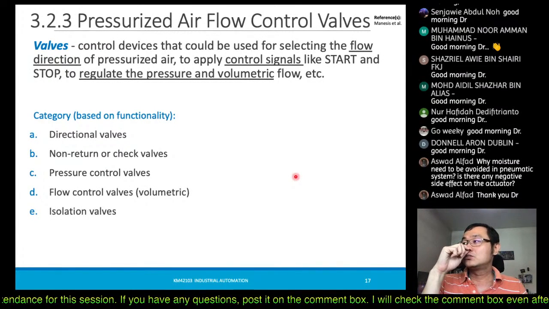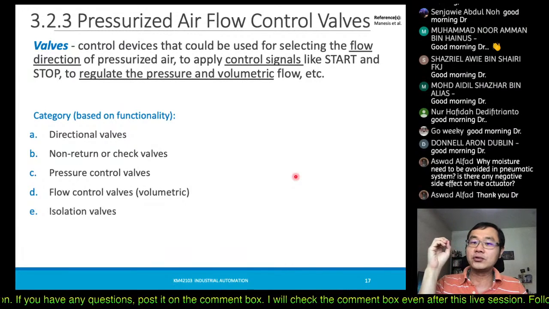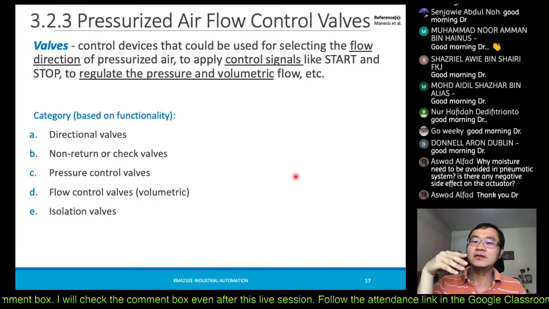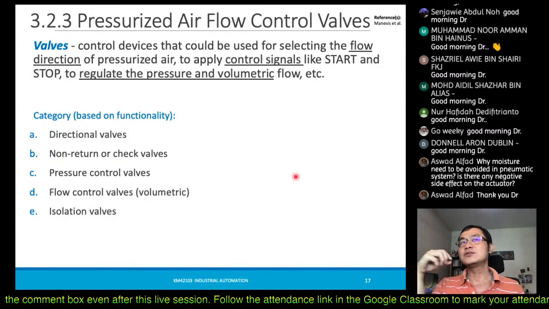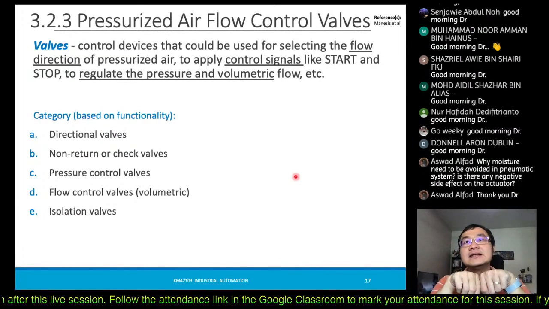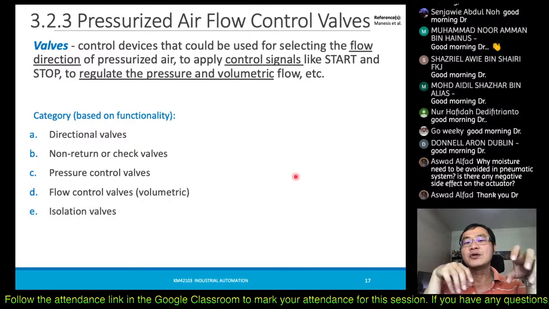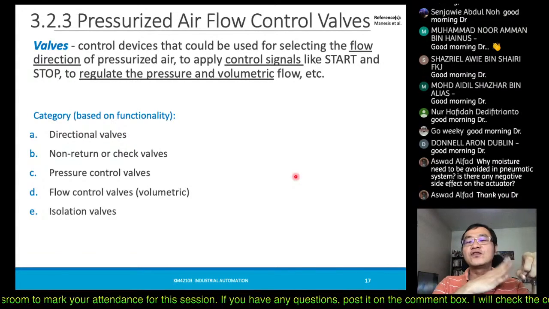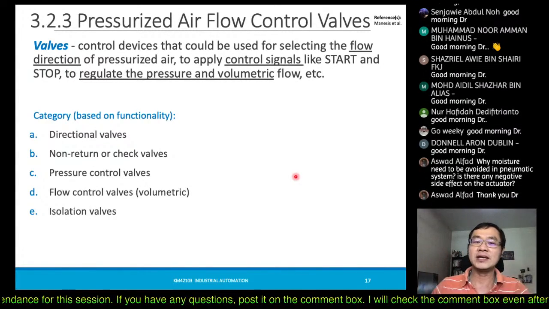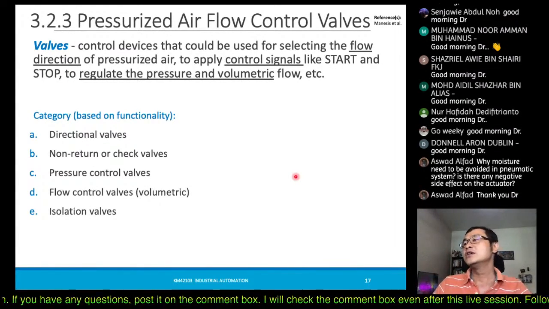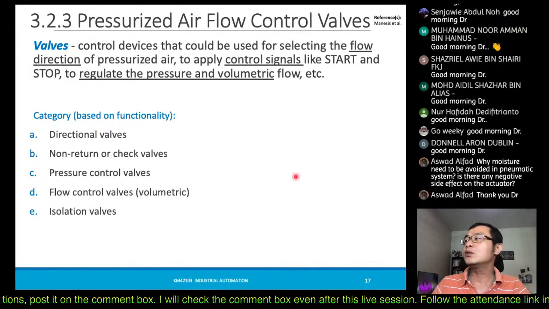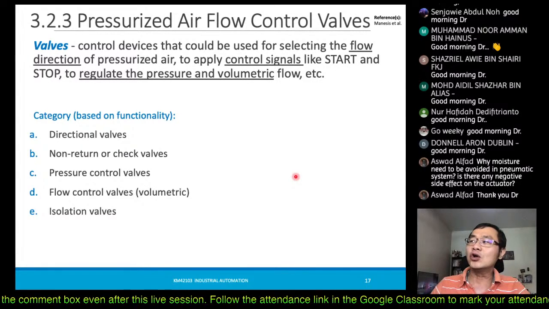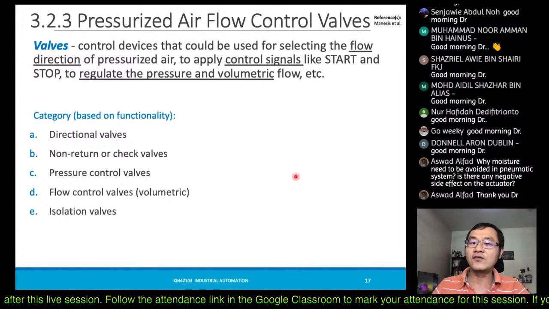Then in order to control the directions of the flow, since we have the single acting and the double acting, we may want to control where the pressurized air should flow in, which port it should go in, and when it should go in. All this requires a control device, and we would use a so-called valve to control the directions of the flow.